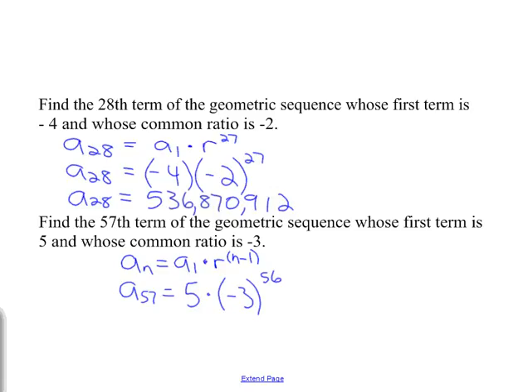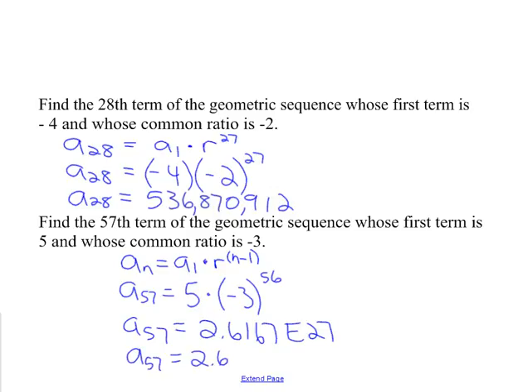When you plug this into your calculator, you're going to get a very large number. Make sure that you recognize this as a large number, because your calculator is going to make it look like this: 2.6167, a whole lot of numbers, and at the very end it's going to say E to the 27th. Now you should know from our talk of scientific notation that this is how the calculator represents scientific notation, and when written correctly, we would write this as 2.6, I'm just going to round it to the tenths place, times 10 to the 27th power. That is a very large number.